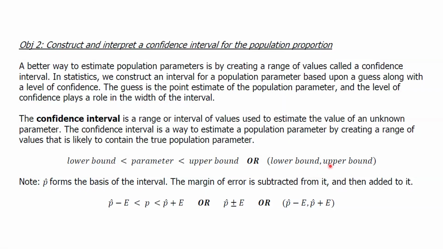Okay, right here. Note that p hat forms the basis of the interval, and the margin of error is subtracted from it and then added to it. So the margin of error here is labeled as capital E. So it can also be written as p hat minus E and then p hat plus E, or p hat plus or minus E, or written as an ordered pair.